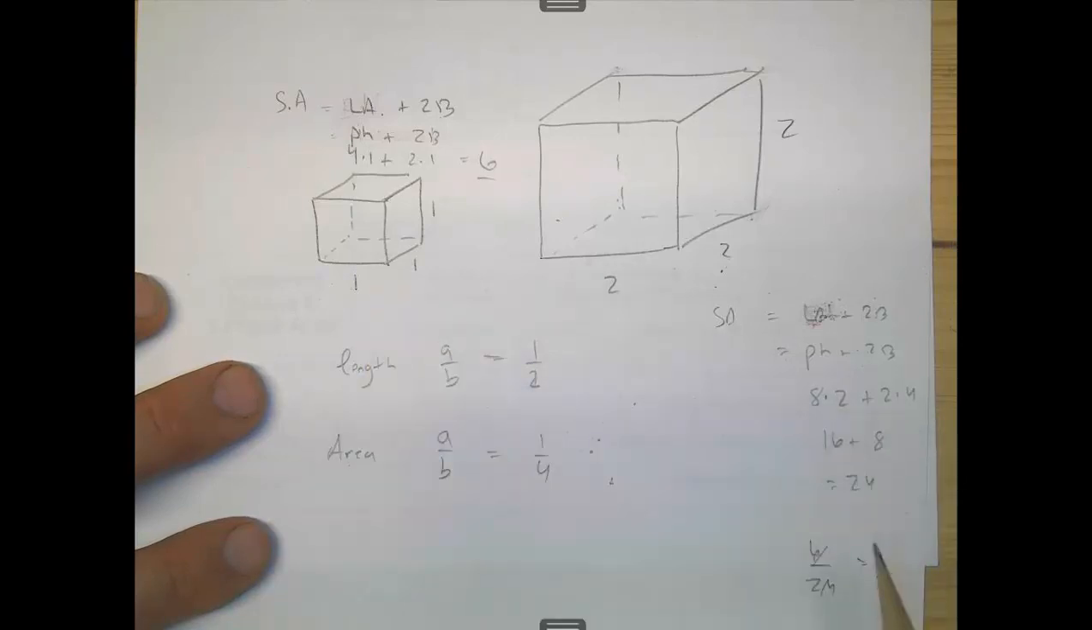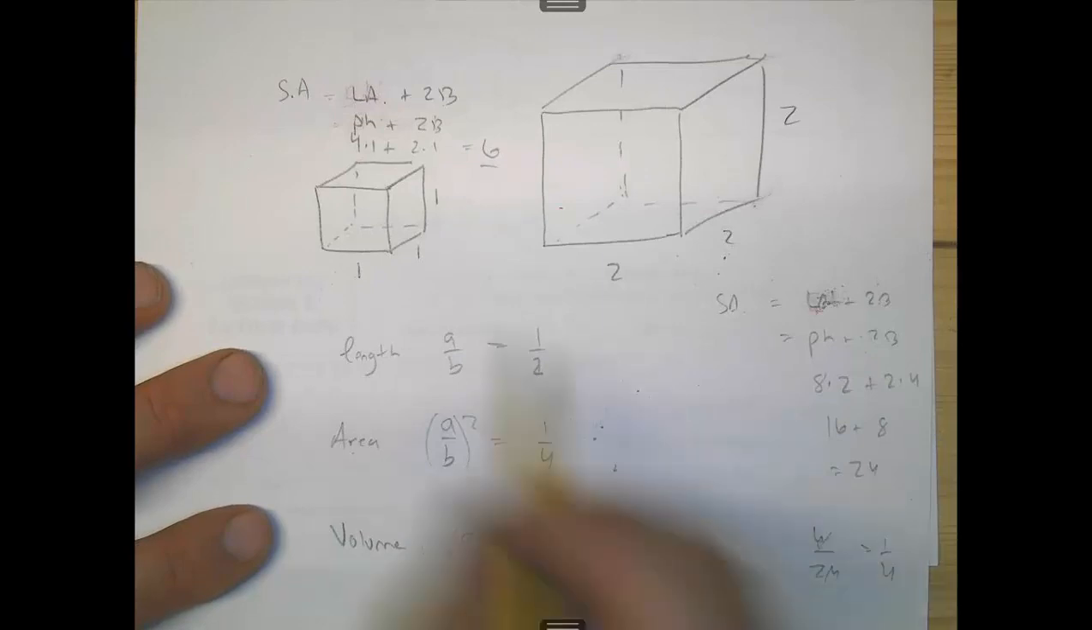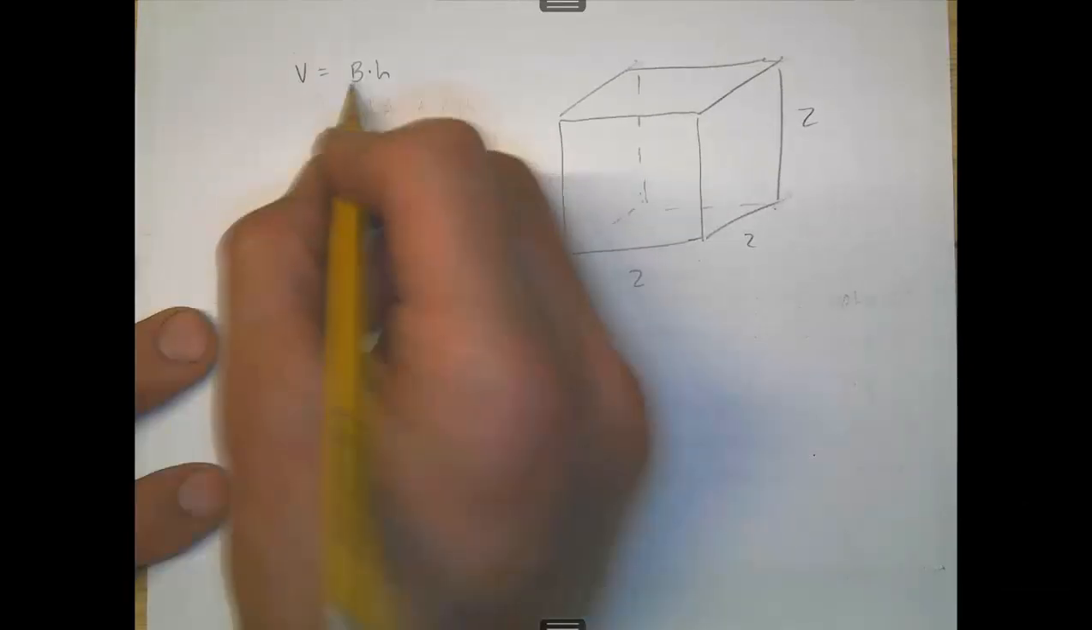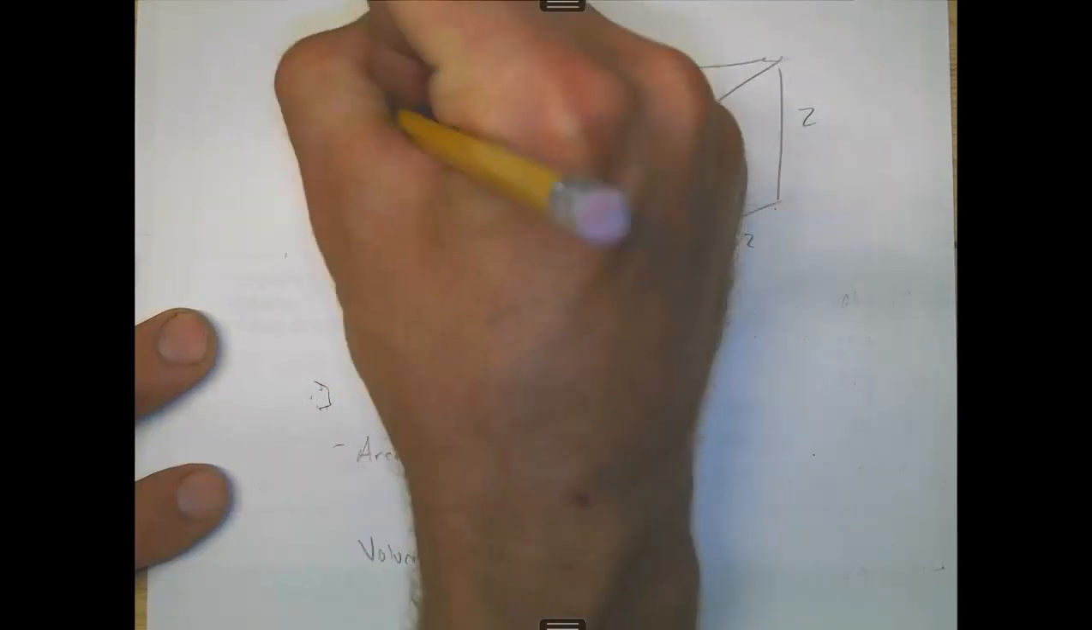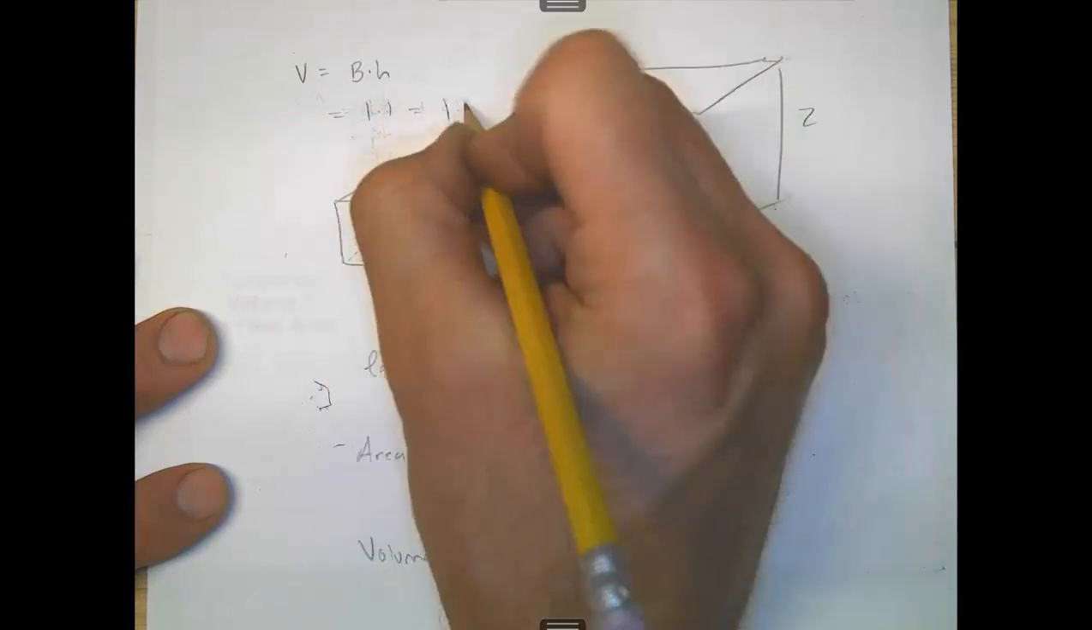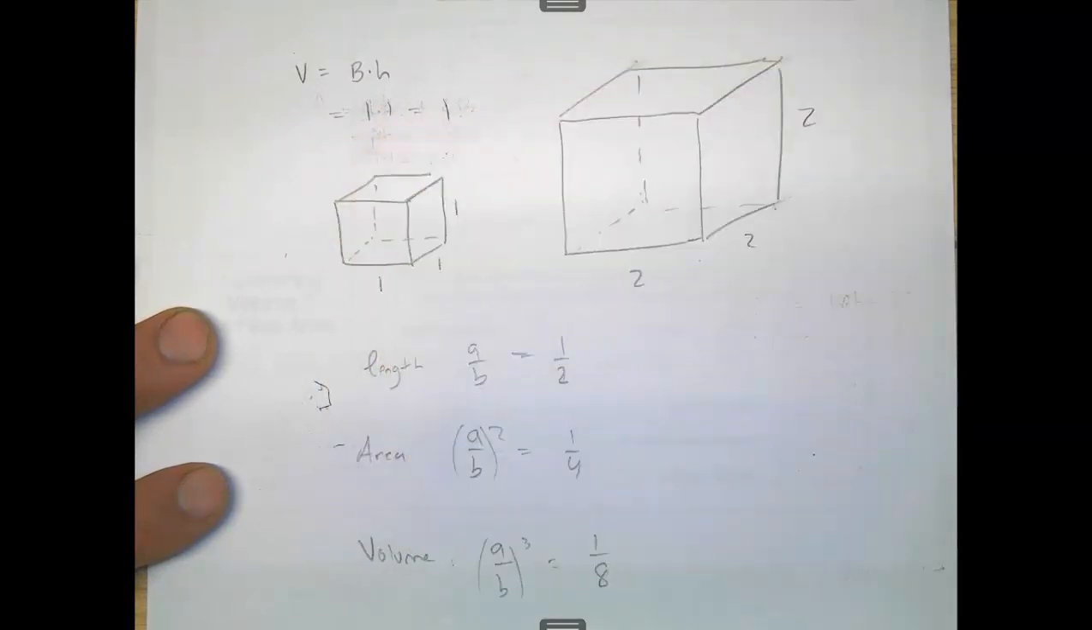Now the volume is, we know, a to b cubed. So I'm going to write a to b cubed. So it's going to be 1 to 8 for the volume. We know that. Well, let's take a look at the volume formula. Let me show you that. So the volume is area of the base times the height. Area of the base is length times width, which is just 1, and the height is 1. So once again, the volume is 1 cubic unit for the small one.